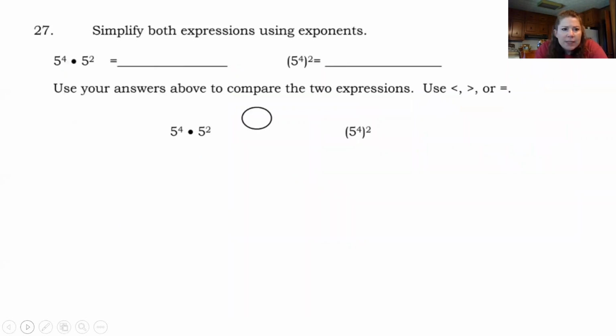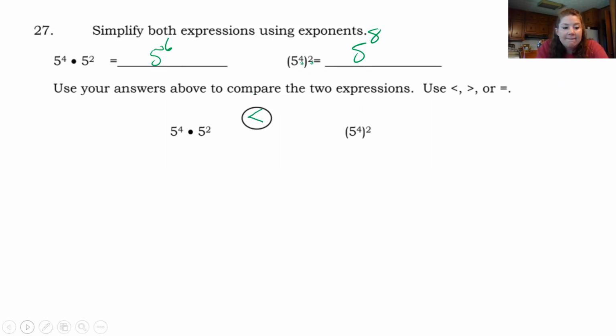All right, number 27, 5 to the 4th times 5 to the 2nd would be 5 to the 6th, right? You add those exponents, but then when it's a power raised to a power, you're multiplying exponents. 4 times 2 is 8. So we know that 5 to the 6th is less than 5 to the 4th raised to the 2nd power.